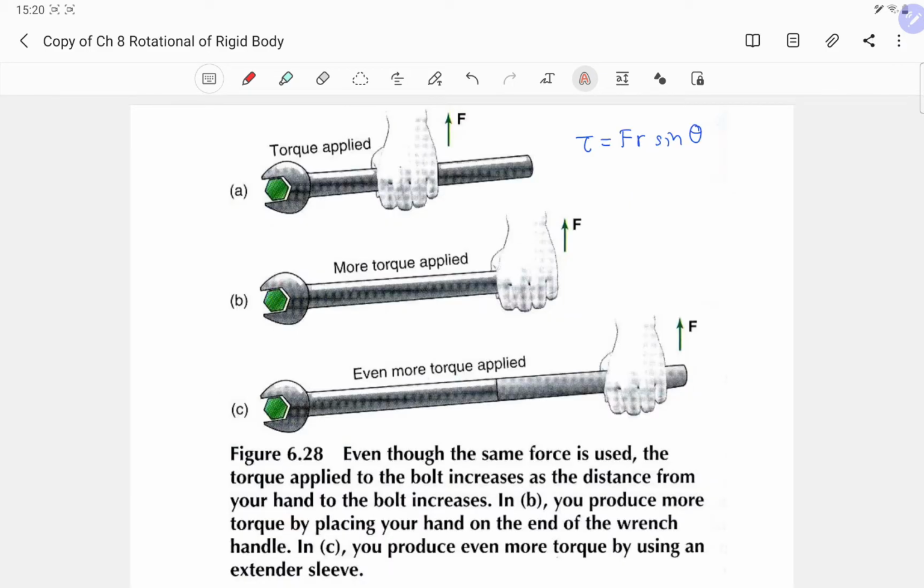Okay, another example to show the effect of R on torque. This diagram over here. Even though the same force is used, the torque applied to the bolt increases as the distance from your hand to the bolt increases. Bila R kita besar, torque kita besar. Torque tadi kita kata adalah tendency of an object to rotate about an axis. So, dia ada tendensi yang lebih besar untuk berputar.